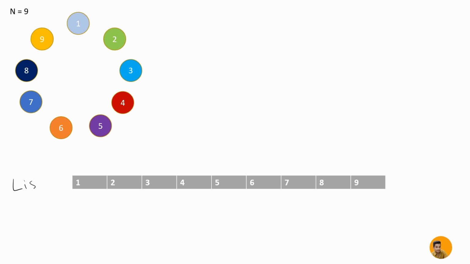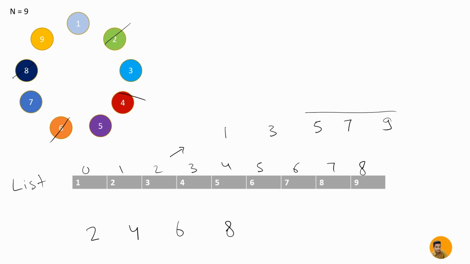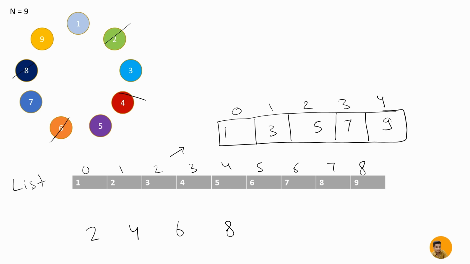So we have the list, with indexes 0, 1, 2, 3, 4, 5, 6, 7, 8, and we know we remove the children present at odd indexes: 2, 4, 6, 8. Now we are left with 1, 3, 5, 7, 9, with indexes 0, 1, 2, 3, 4.